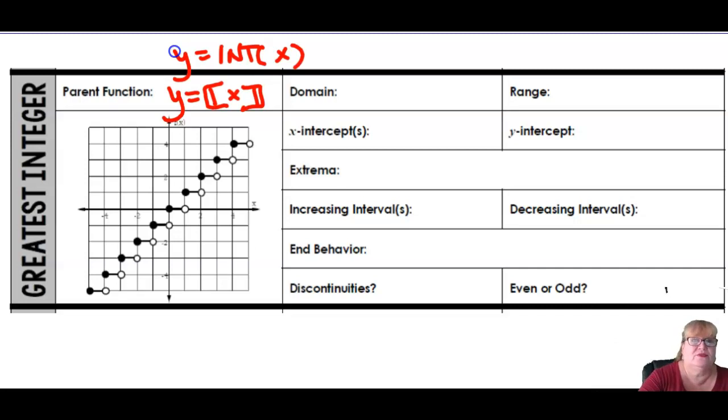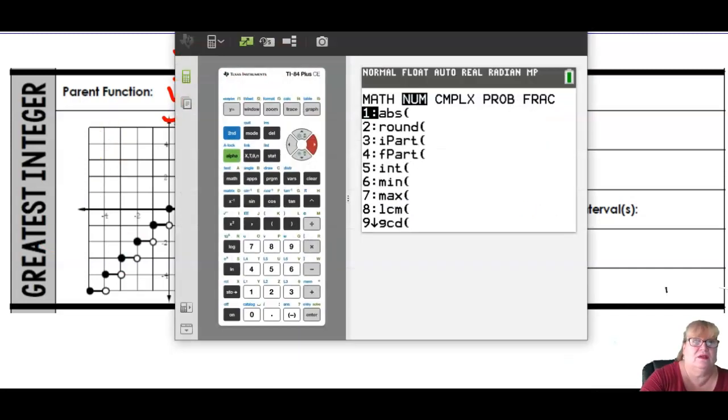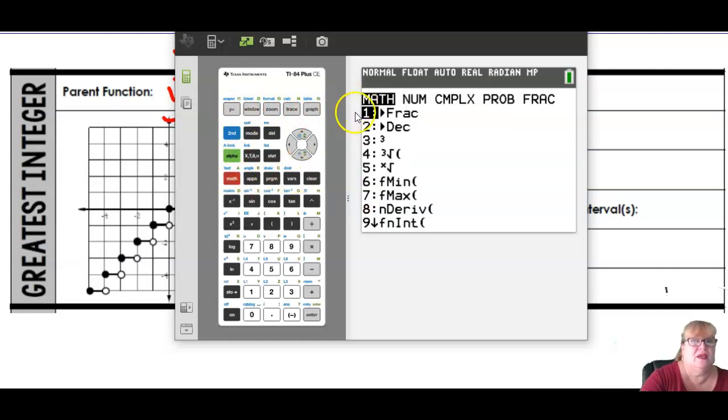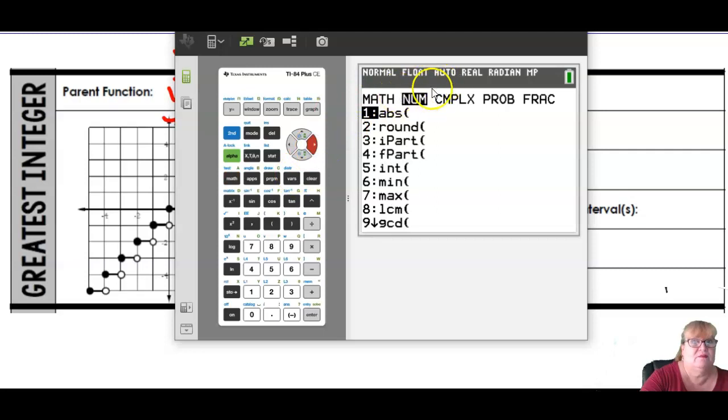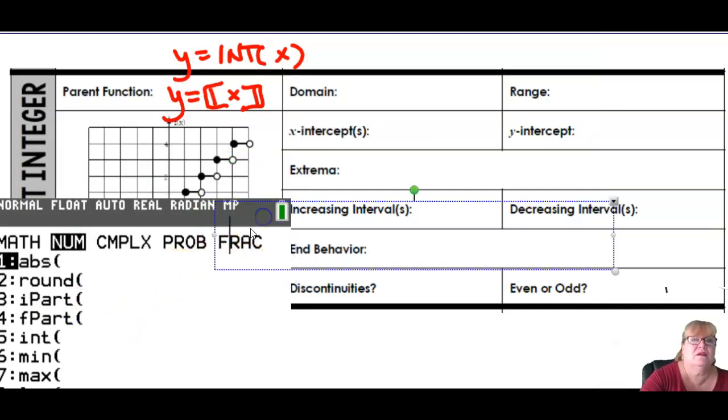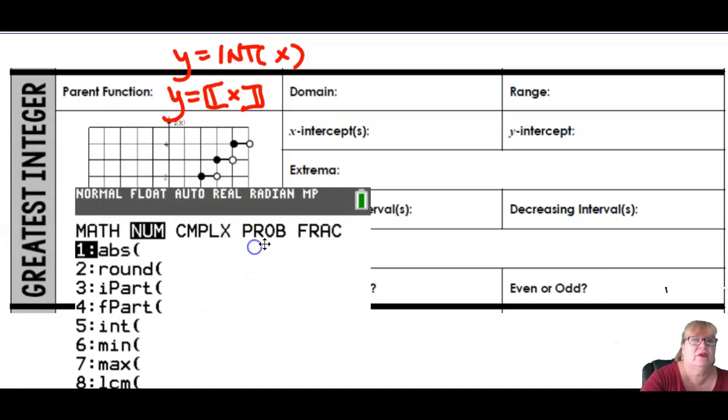And I'm going to show you where that is real quick. If you are at y equals and you go to math, and arrow to the right to numbers up here, it is this one, and I'll put this on the slides. Come on, what's happening? There we go. This one at the top here is the absolute value.